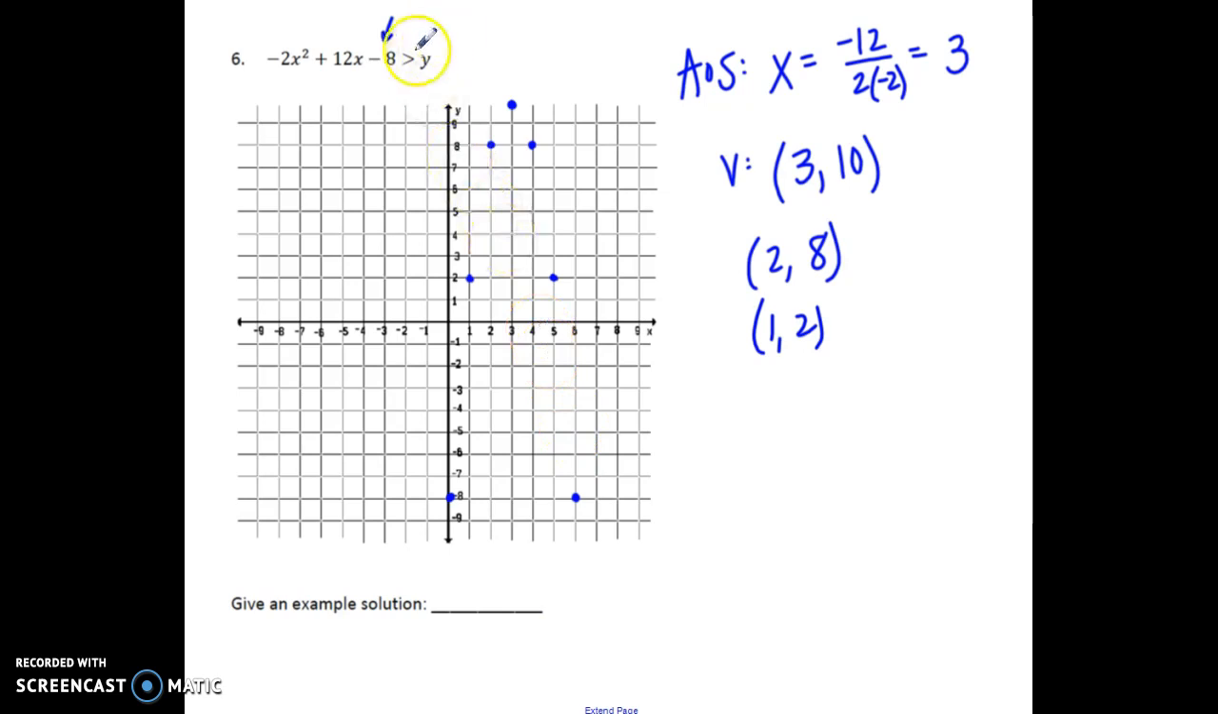Looking at our inequality symbol, it's just the greater than symbol. So that means we want to connect this with a dashed line. So I'm going to go ahead and make my curve as best as I can with a dotted or dashed line. And then it's just a matter of figuring out where to shade. Are we going to shade inside the parabola or out here on the outside?